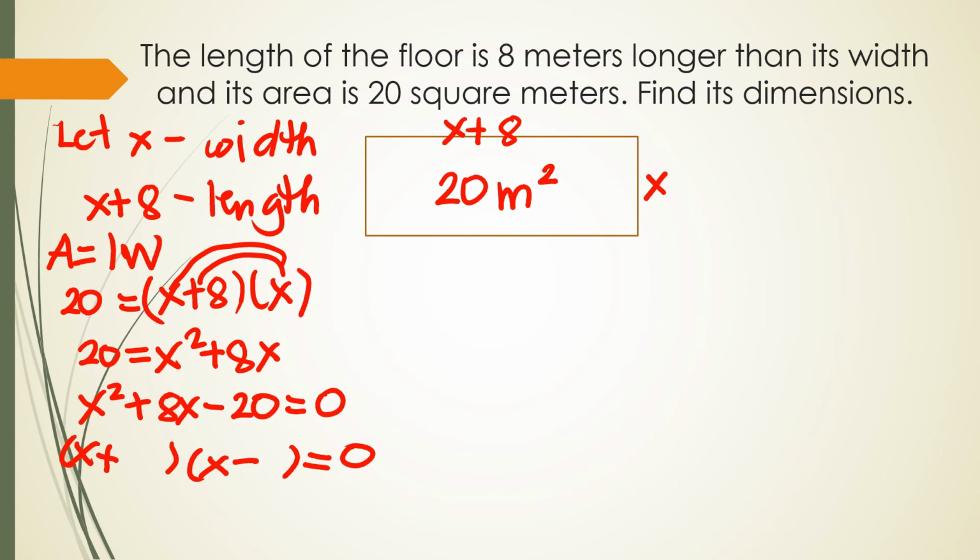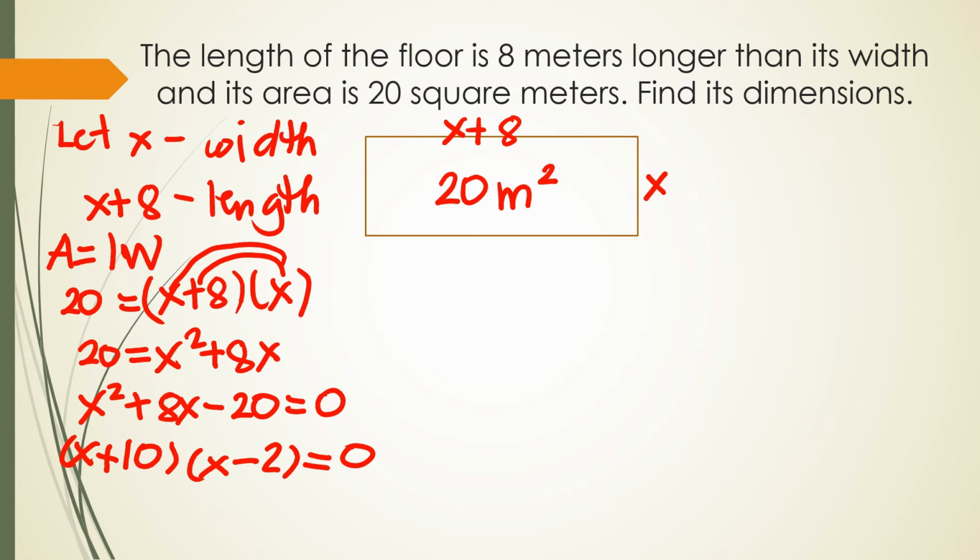So, dahil ang katabi ng sign ng ating linear term is positive, so we have here x plus 10, and then si 2 katabi ni negative. So, the factors of x squared plus 8x minus 20 is equal to 0 will be the quantity x plus 10 times the quantity x minus 2 is equal to 0. Okay? Next, we need to use the zero product property. Okay? So, equate each factor to 0.